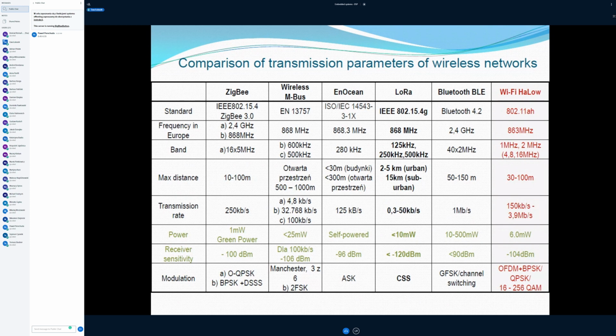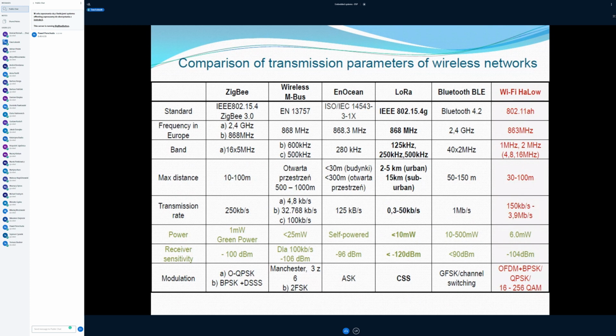And you have usually two channels. One is for sending the information, and the other is for receiving information. And for receiving information, usually it is a much lower bit rate. And in Bluetooth, you have 40 times 2 megahertz. And Wi-Fi HaLow will have 1 megahertz or 2 megahertz or 4, 8, and even 16.